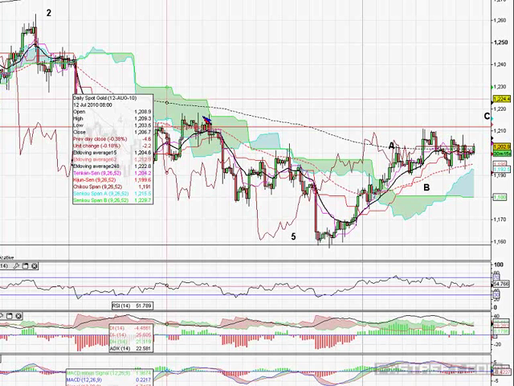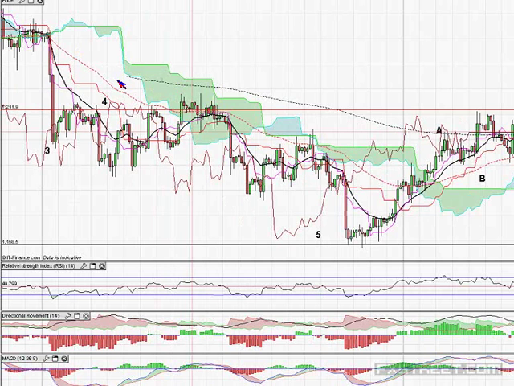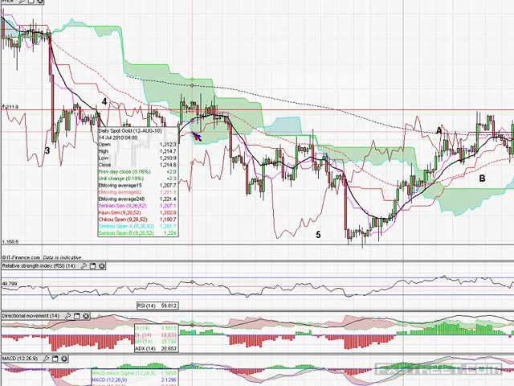Bottom of wave one is 1224. Actually makes it back to 121.18. So I'm still looking for shorts. My weekly candles, my daily candles, are telling me that I should still be looking for short positions. You're not going to get a trade.